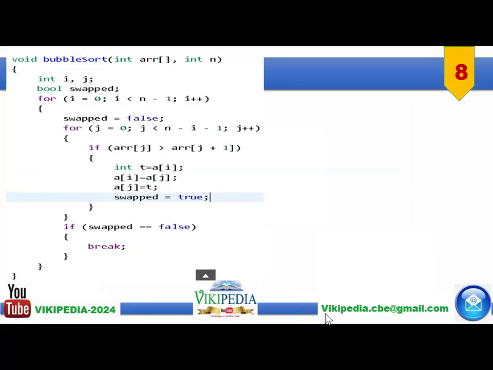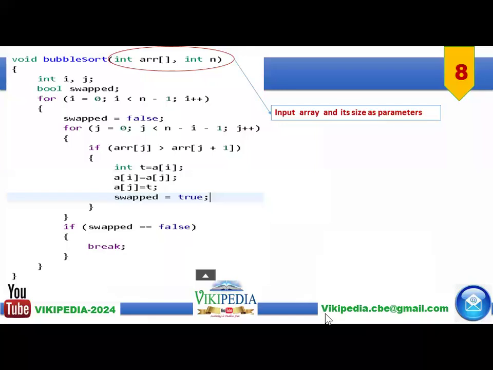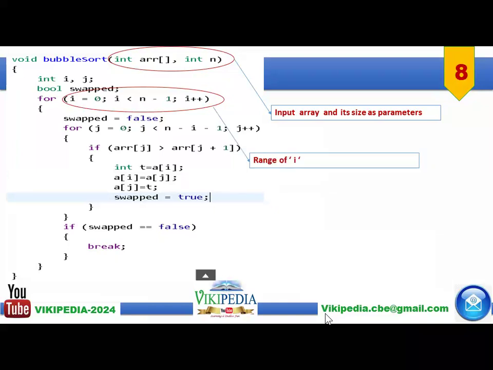When you are writing a bubble sort algorithm, we should consider four basic things. First, your input parameters. For any bubble sort function you write, you should pass two parameters: first is your input array, and then the size of your array. Second is how many passes you are going to have, which you represent with the help of i. i ranges from 0 to n minus 1.